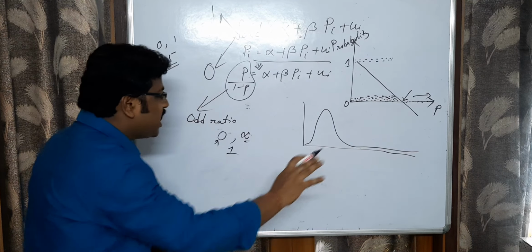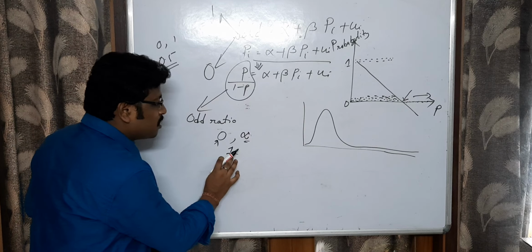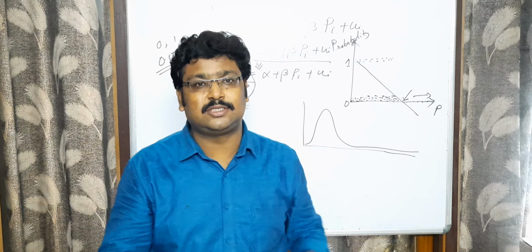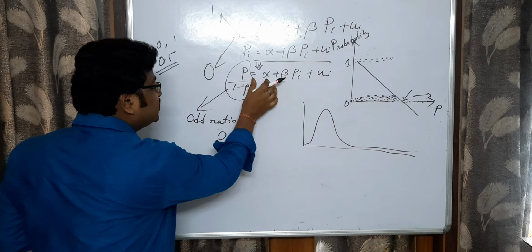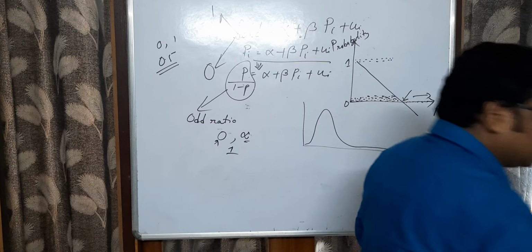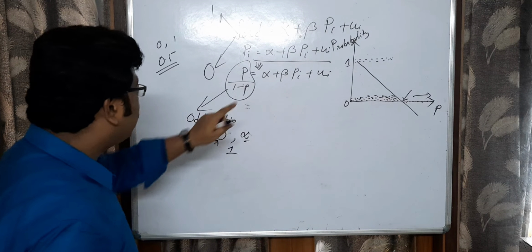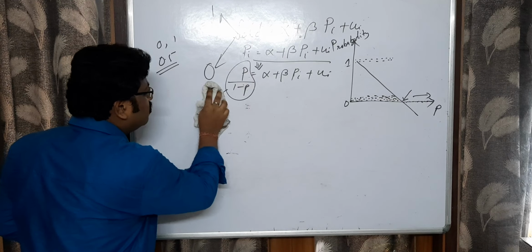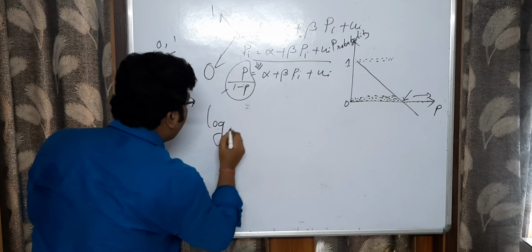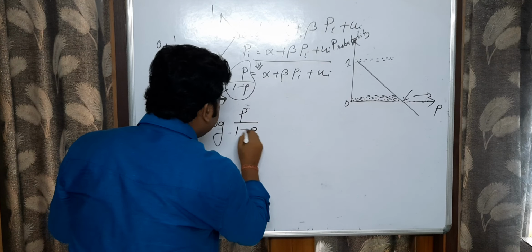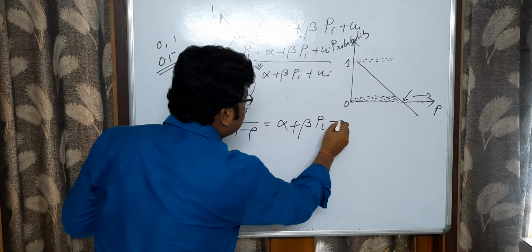It has a long tail to infinity, and the midpoint is 1. So the problem of skewness is here in this regression equation. We have to remove this problem of skewness from this regression equation, and for that reason we are taking the log of P over 1 minus P, that is the probability, equal to alpha plus beta Pi plus Ui.